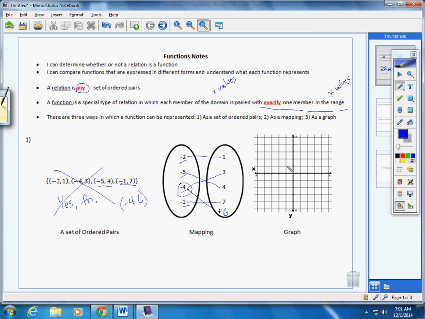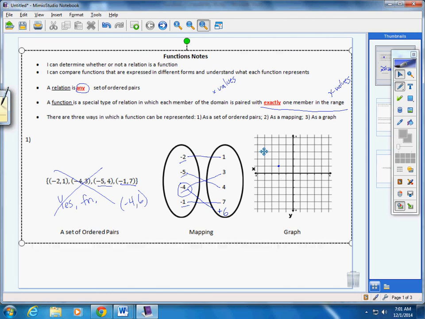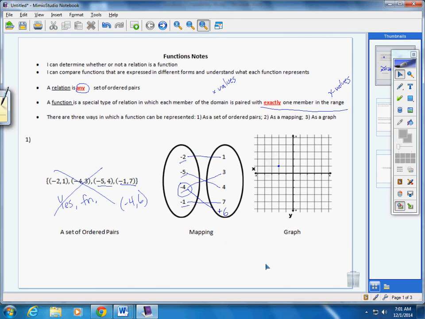This is the third way of showing a relation and determining whether it's a function or not. So let me graph these for us. 2, 3, 4, 1, 2, 3. Oh, whoa. Sorry about that. Where's my pencil? There it is. And -5, 4. And -1, 7 is somewhere up here.